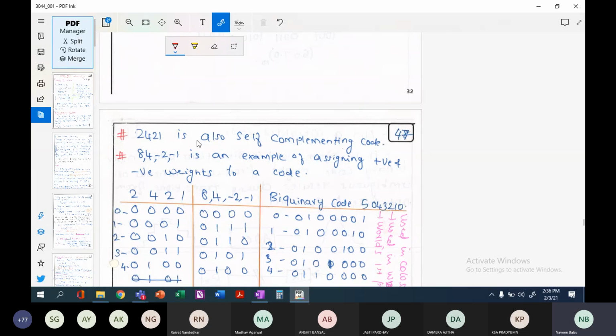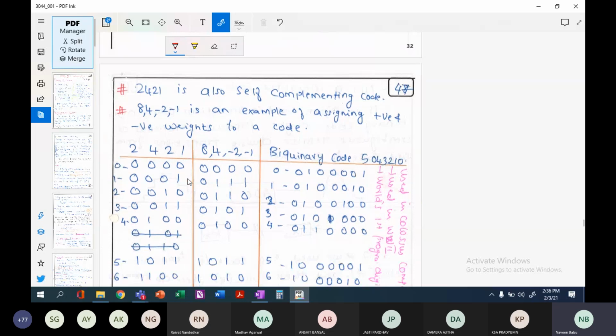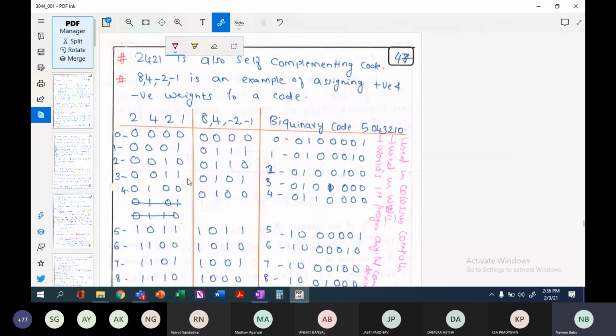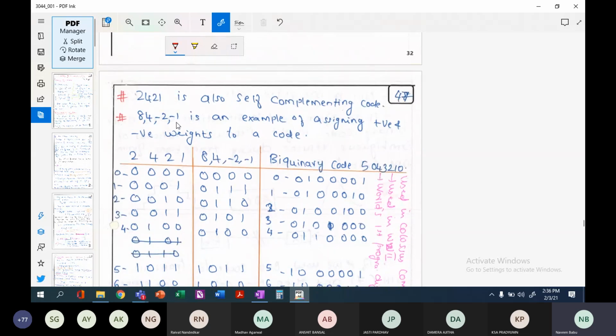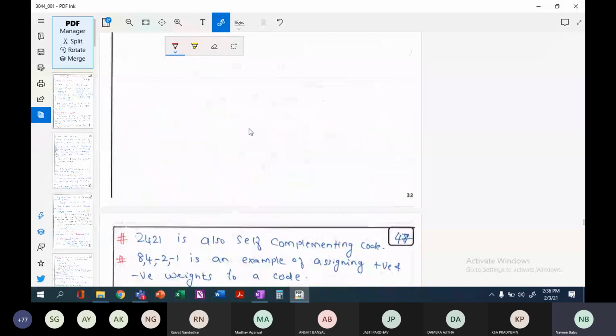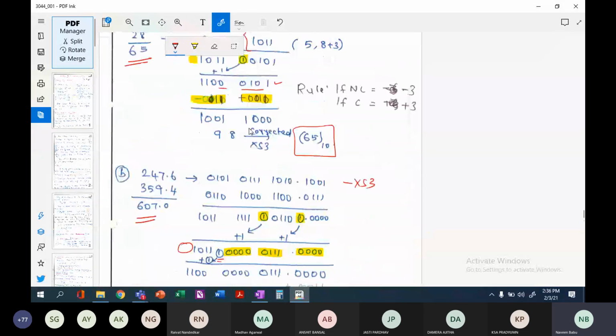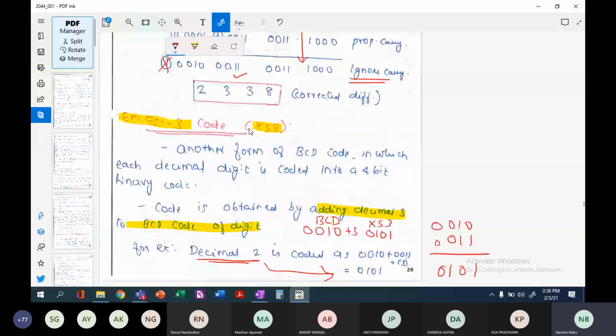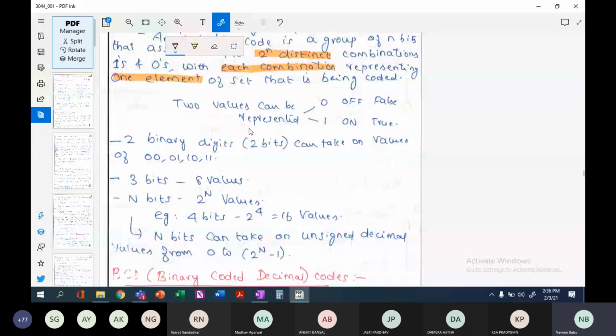Now, again, this 2421 is a weighted code. You remember that this is a weighted code. Even 84-2-1 is also a weighted code. When you have numbers like these, 2421, 84, they are all weighted codes. Why did I say this? Then why have these numbers come? Basic question, right? You see here, all these numbered codes, they are all weighted codes. These numbers, they are negatively weighted codes, which means that their weight is negative.